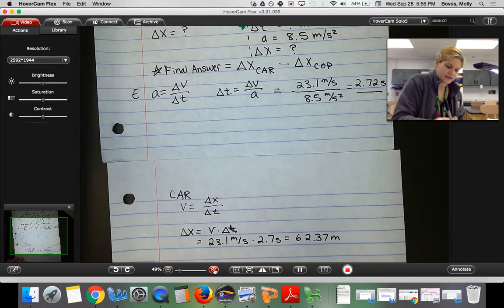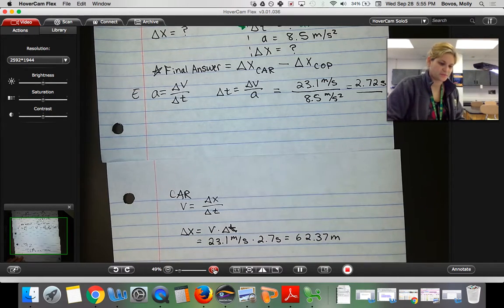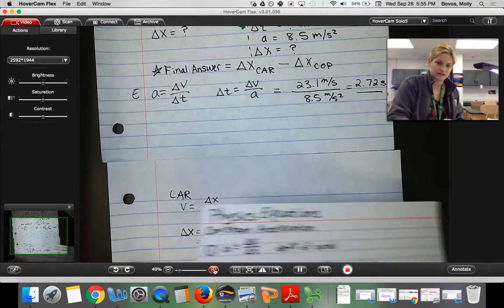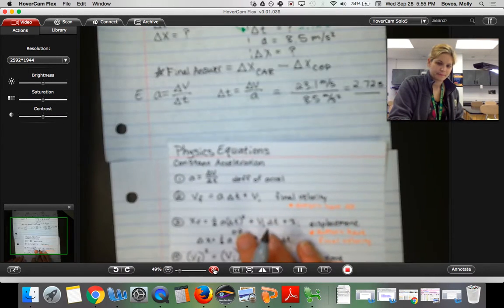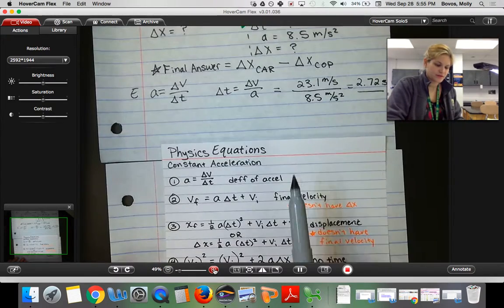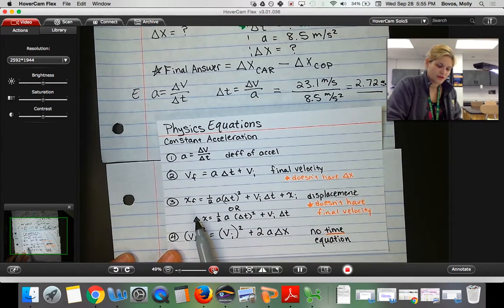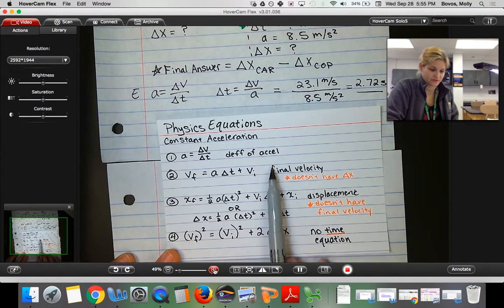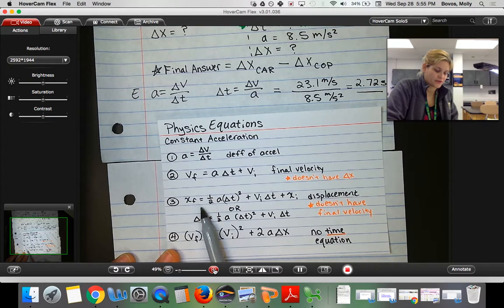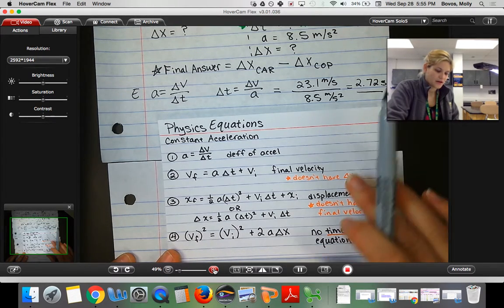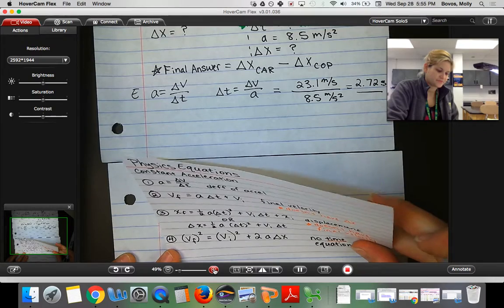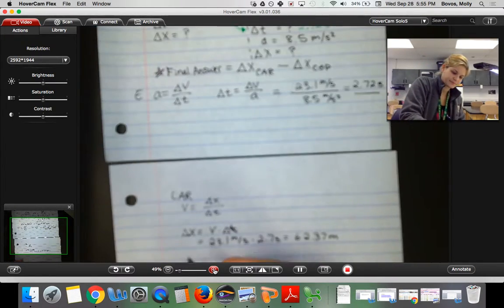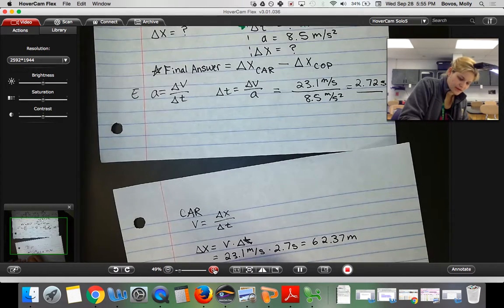Okay, so then next I need to figure out that change in position for the cop. So got to go back to my constant acceleration equations. We can use any of these that actually has change in position. These first two don't. So either 3 or 4 is fine. Let's go ahead and use 3. We haven't used 3 yet. So let's use 3.